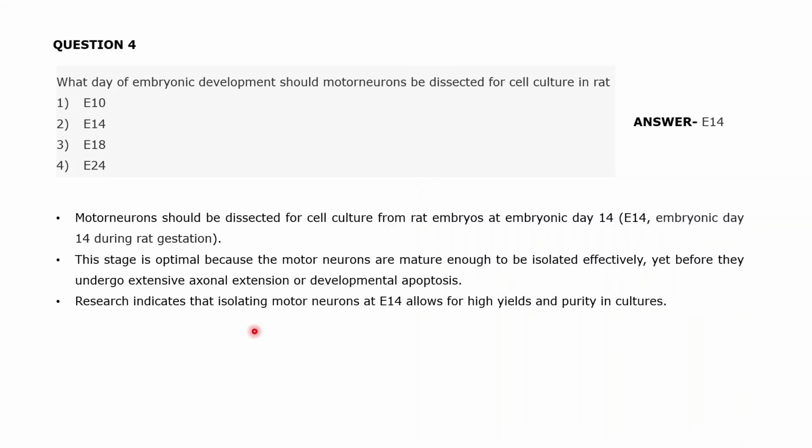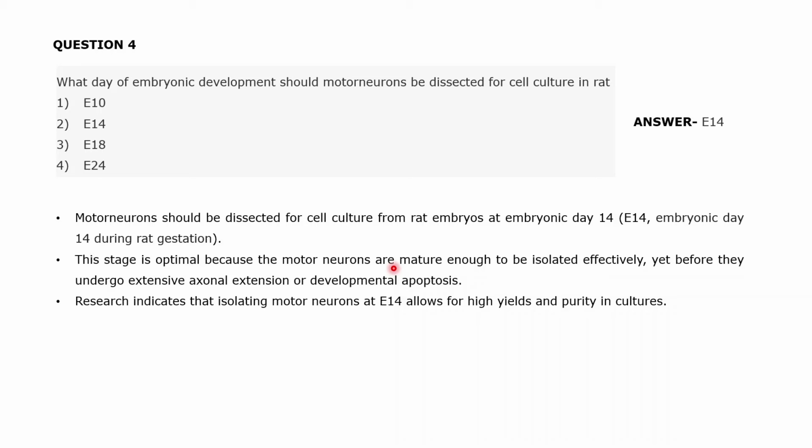afterwards the neurons start to undergo extensive axonal extension or developmental apoptosis. Basically they just get degraded after E14, because up to that particular stage they are actually dividing, then they start to die out, or undergo apoptosis or programmed cell death, right?